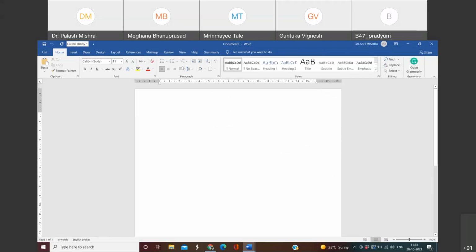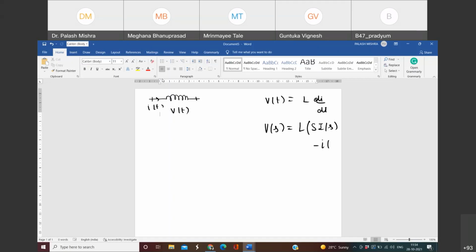Okay. Now let us suppose we have an inductor. And while deriving the formula for V(s) and I(s) for the inductor, I have told you, suppose this is V(t) and the current I(t) is flowing in this direction. Okay. So V(t) was what? L times di by dt. Okay. Now you take the Laplace transform on both sides. So the Laplace transform of V(t) is V(s) and L times s times I(s) minus I0, positive. Is it correct or not? Yes.